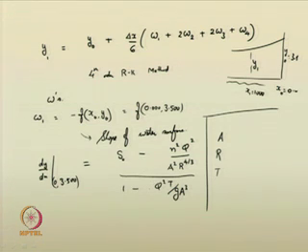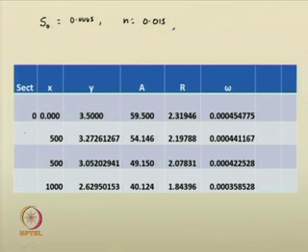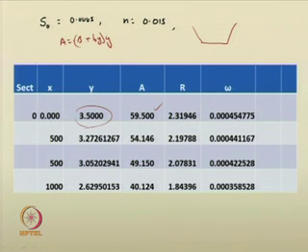If you compute them, then you will get the value of omega 1. So, I can substitute it in the following form. Just go through this table. Here I have done that. In the first section where x is equal to 0.0, the depth is taken as 3.500. The corresponding trapezoidal area is 59.500.